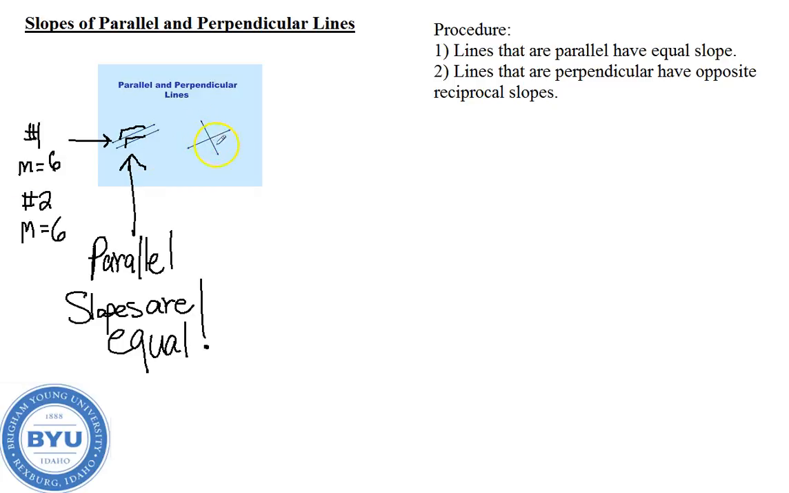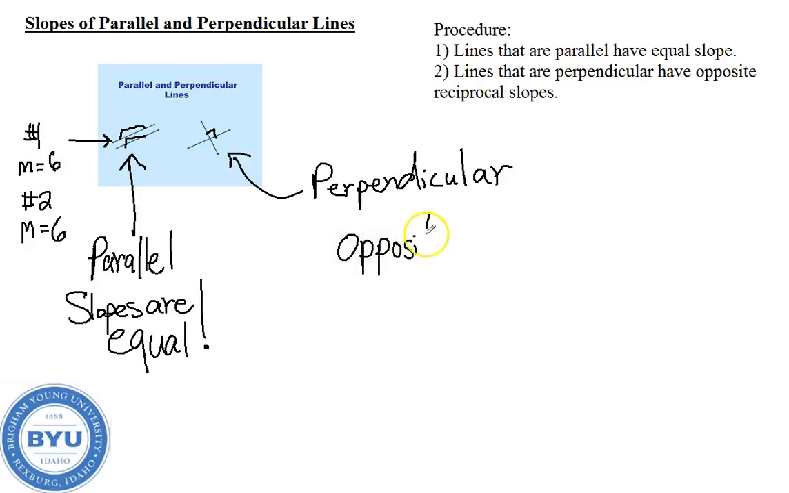There's a similar relationship with perpendicular lines. Now, perpendicular lines are lines that intersect at 90-degree angles. As we can see here, these two lines are perpendicular. Now, perpendicular lines have a relationship with their slopes, and the way we find it is by taking the opposite reciprocal. The opposite reciprocal. Now, a reciprocal is a flip of the number.